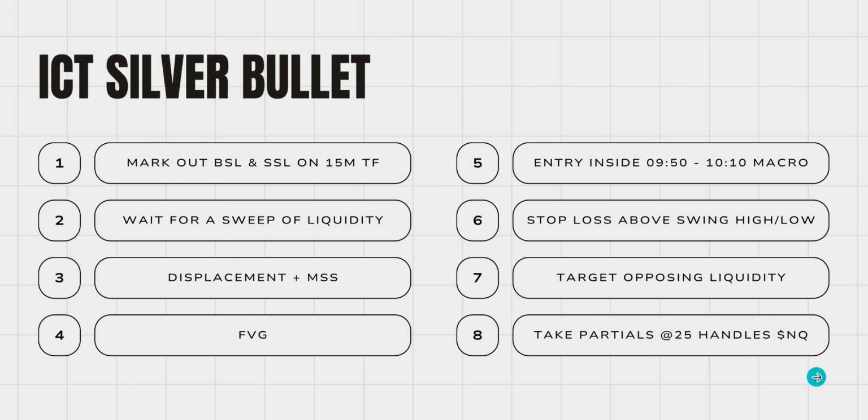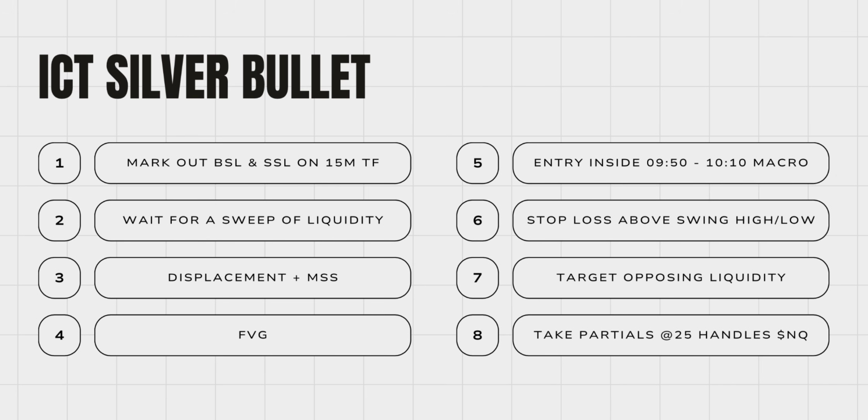We're now going to be going over a full ICT silver bullet checklist. So I'll take a screenshot of this. This is just a brief summary of what you should look for when trading the silver bullet. Okay, so number one, you're going to obviously mark out your buy side and sell side liquidity levels on a 15-minute time frame. Then you want to wait for a liquidity sweep. After that, you want to see a displacement and a market structure shift. That will give you your fair value gap, which is your entry.